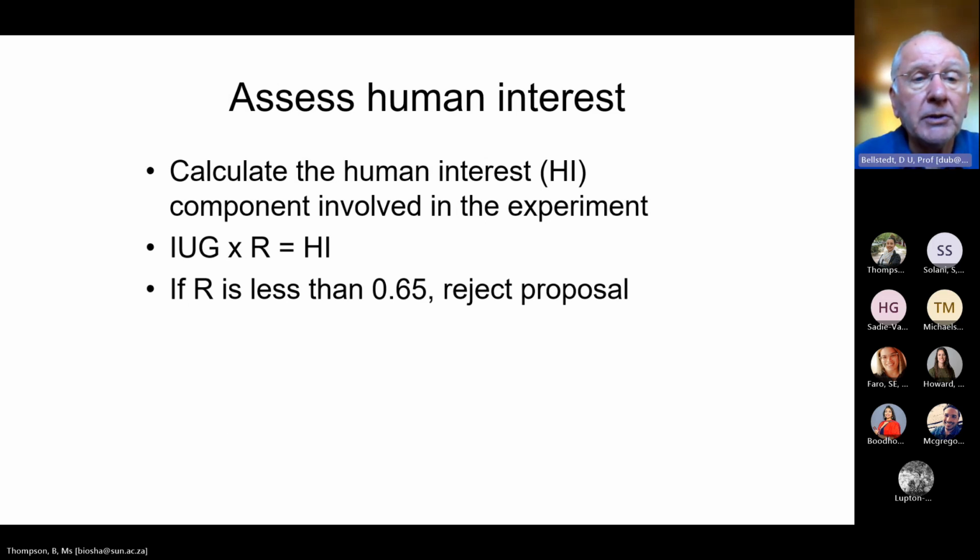And then we take, in actual fact, human interest as this IUG factor that we calculated at the beginning times R, and that gives us this HI. And as I say, if the R, this previous factor, is less than 0.65, we reject the proposal. We haven't even looked at the animal side yet. So these are the benefits for humanity and weighing up various things from the human side.